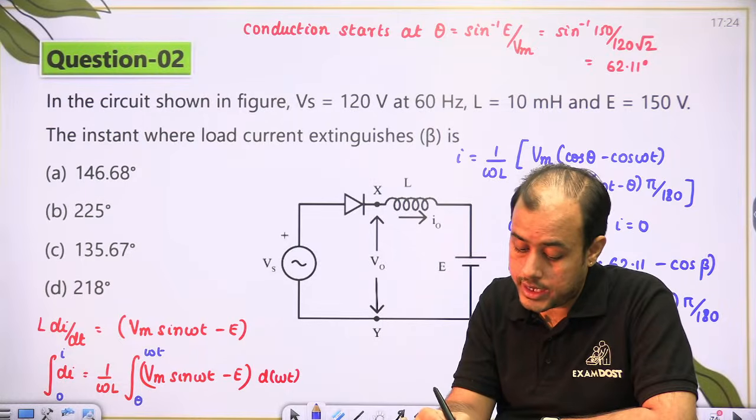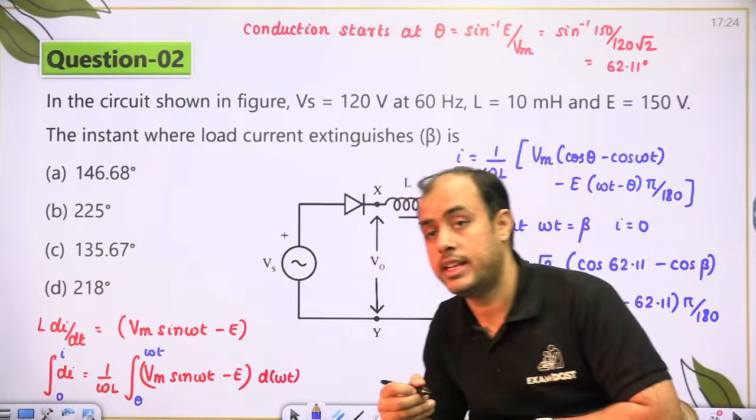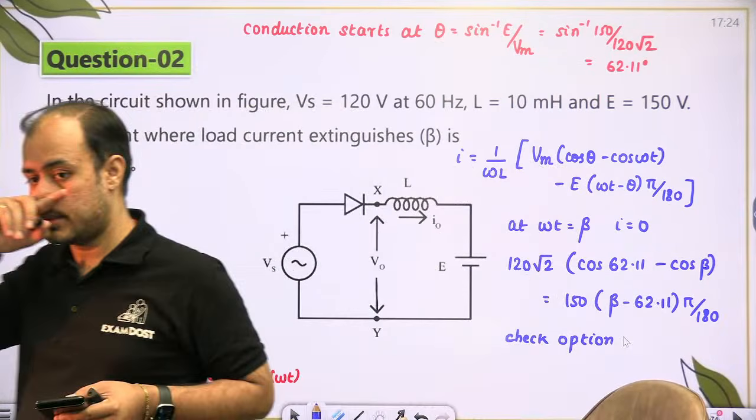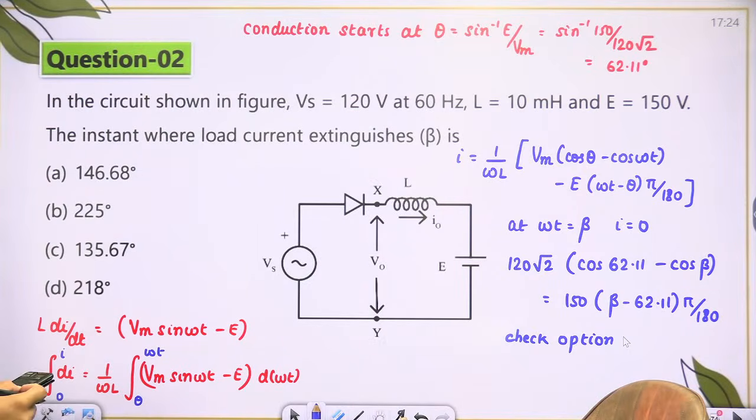Now you have to check options. क्योंकि इक्वेशन तो आप सॉल्व नहीं कर पाओगे बेटा. You cannot solve this. बीटा इज कमिंग इनसाइड कॉस एंड आउटसाइड कॉस. चलिए लेट मी चेक. I will write 120 root 2 cos 62.11.